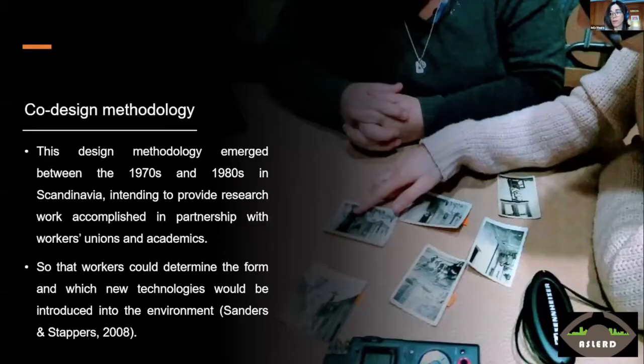Now I will focus on the co-design methodology. This design methodology emerged between the 1970s and 1980s in Scandinavia, and it was intended to provide research work accomplished in partnership with the workers' unions and academics. So in this sense, it was a way that workers could determine the form in which the new technology would be introduced in their work environment.